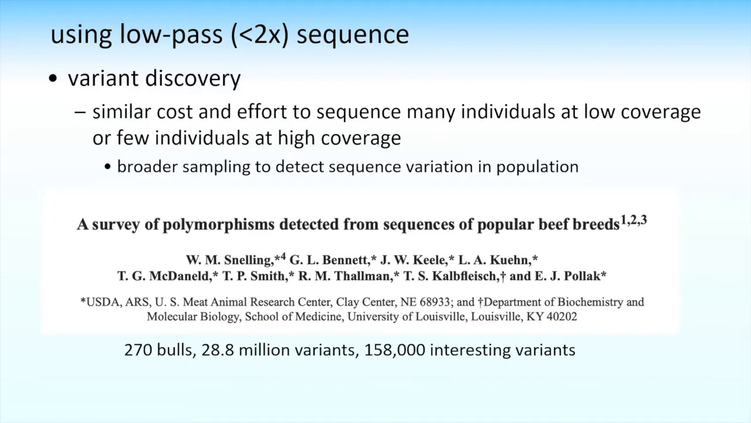We used low coverage sequence when we first started sequencing in the germplasm evaluation project. In that effort, we thought we could discover more variation by sequencing lots of bulls at low coverage instead of a handful at high coverage. At higher coverage, we could have called genotypes on the bulls we did sequence, but at low coverage, we thought we could discover more variation and find the interesting variants and figure out some other way to genotype those variants across the population.